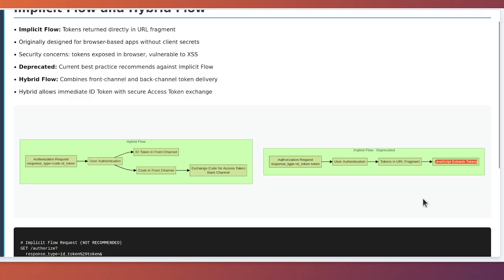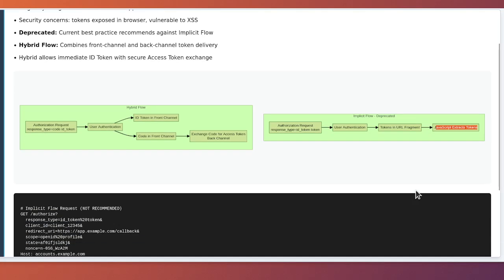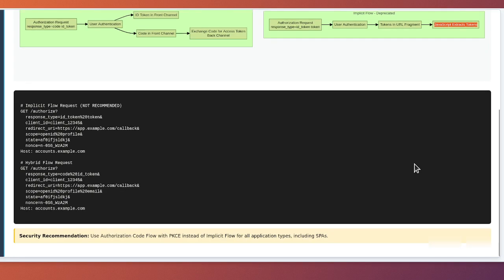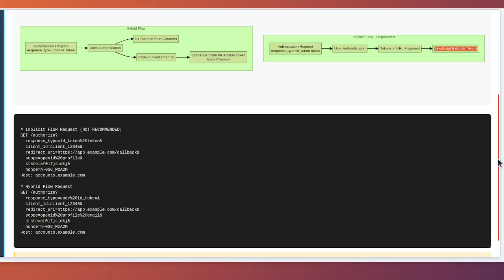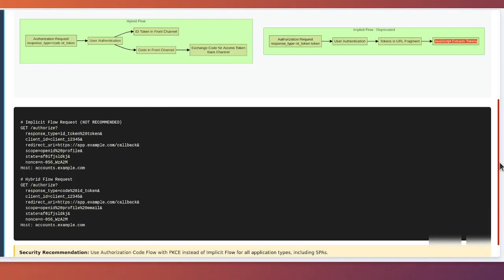However, the security community has increasingly recognized significant vulnerabilities in the implicit flow. Because tokens are exposed in the URL, they can be intercepted by malicious actors through browser history, referrer headers if the user navigates away, or various injection attacks. Additionally, without the authorization code exchange step, there is less opportunity to verify the authenticity of the authentication event. For these reasons, current best practices strongly recommend against using the implicit flow for new applications, instead favoring the authorization code flow with PKCE extension, which provides better security even for browser-based applications.